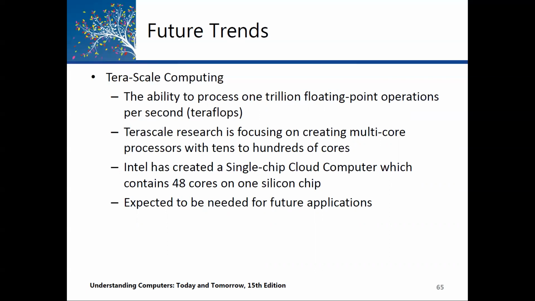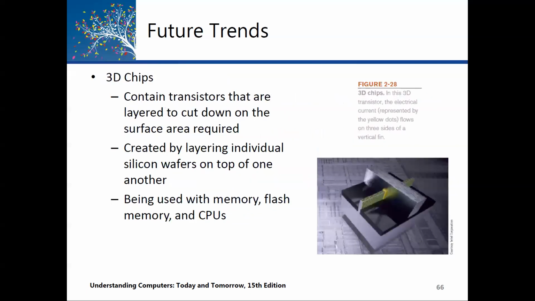Intel has created a single-chip cloud computer which contains 48 cores on one silicon chip. So Intel has already developed one processor, a single chip with 48 cores, and research is still going on to move it to hundreds of cores. This is expected to be needed for future applications. Obviously, future applications are data-intensive, computing-hungry applications, so they require these types of things.